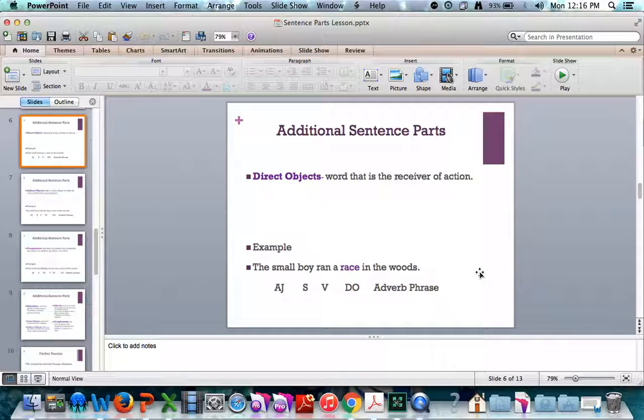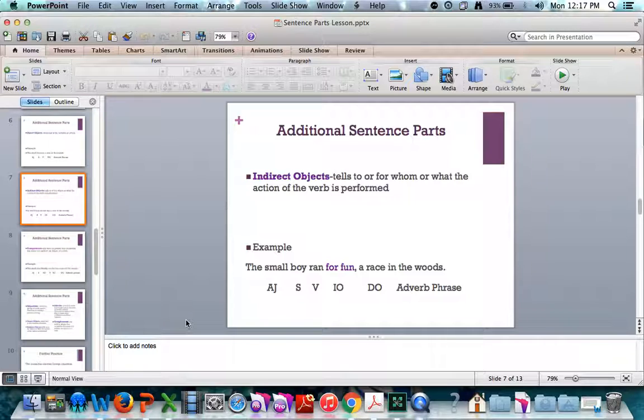Additionally, direct objects are part of a sentence. Direct objects are the word that is the receiver of the action. So now we can change our sentence to the small boy ran a race in the woods. The small boy ran who? Ran what? Race. Race is our direct object, followed by our adverbial phrase.